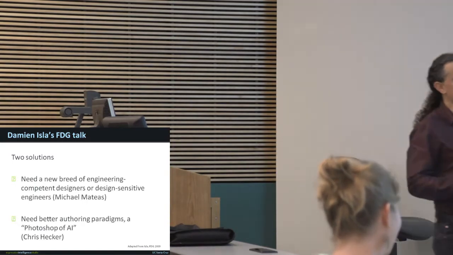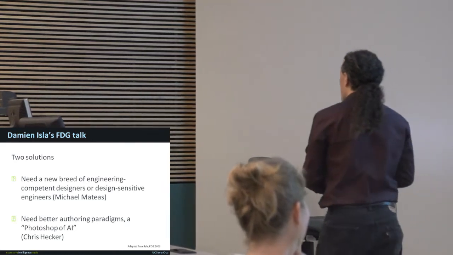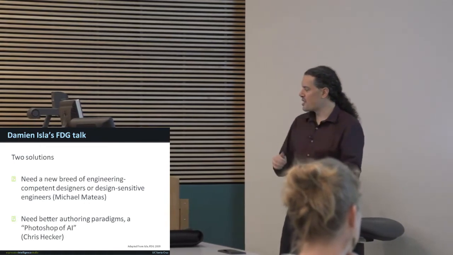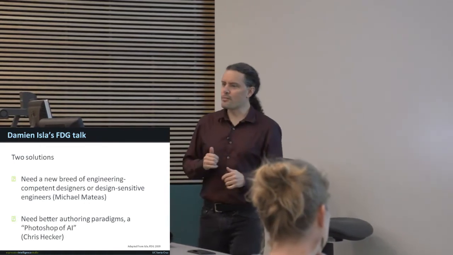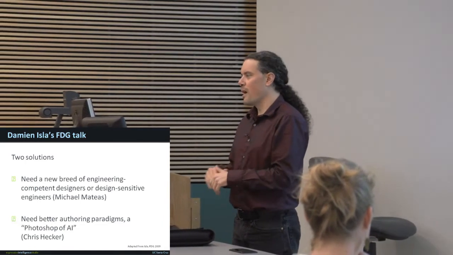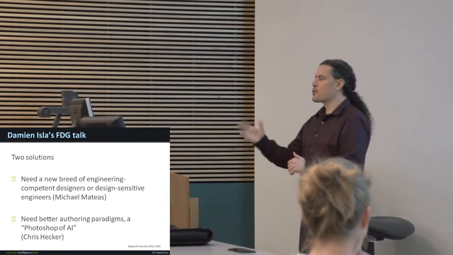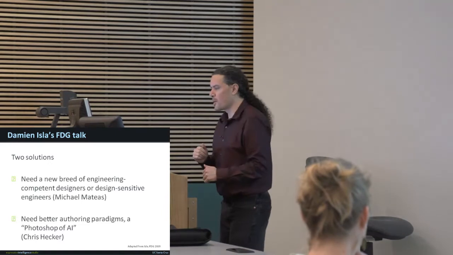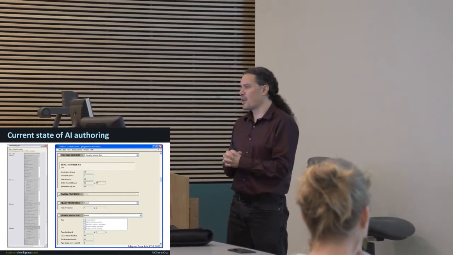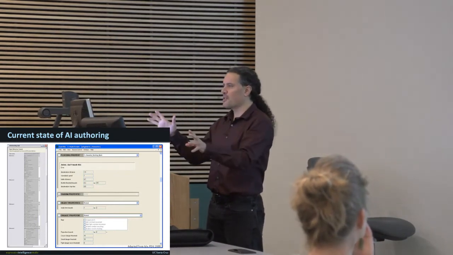What he attributes to me, which is a fair attribution, is that the way forward is that we need a new breed of engineering-competent designers or design-sensitive engineers, right? That game AI progress is going to be made by programmer artists who know how to deeply reason about code and architecture and understand behavior. And the other way forward is, no, we need better authoring paradigms. We need a Photoshop of AI that allows people who don't have all that technical skill to somehow magically author rich behaviors for games.